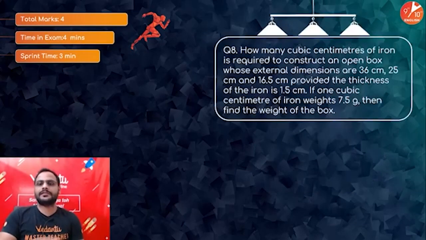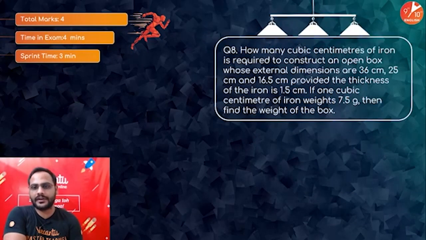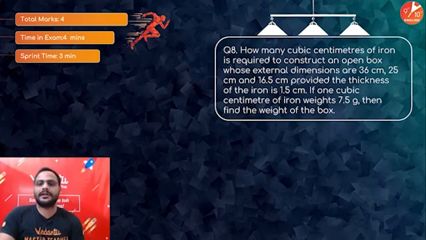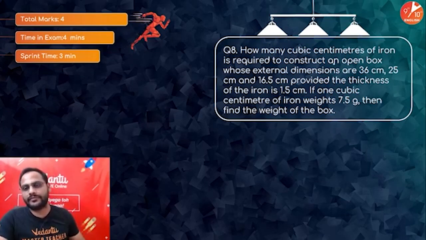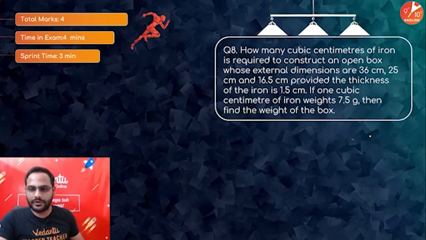ठीक है. Next, how many cubic centimeters of iron is required to construct an open box whose external dimensions are 36 and 25 and 16.5 centimeter. So there is an iron, cubic centimeter of iron you require. You want to construct an open box. The box is open and external dimensions are given 36, 25 and 16.5 centimeter, provided the iron is of thickness 1.5 centimeter. If 1 cubic centimeter of iron weighs 7.5 gram, then find the weight of the box.